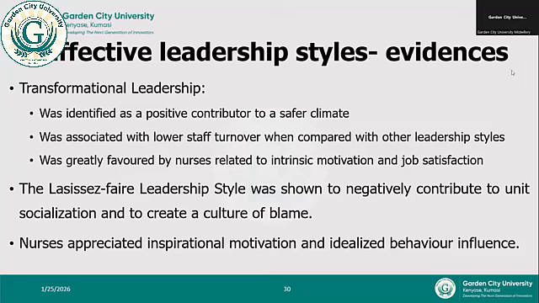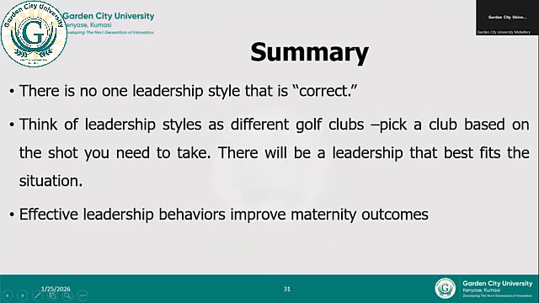All right. So by virtue of this, we come to a summary of what we are talking about. And we say that there is no one leadership style that is correct. Every leadership style is dependent on the situation that you are handling or the objectives and the target you have set to achieve. So we say that think of leadership styles as different golf clubs.